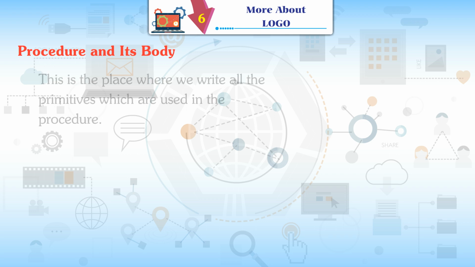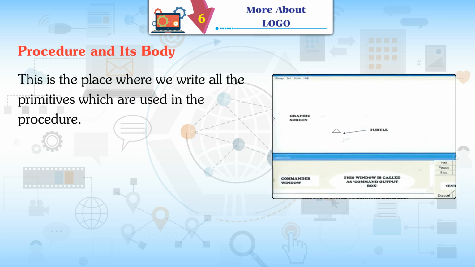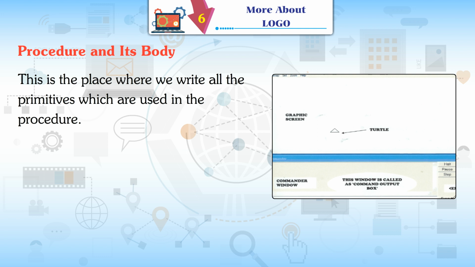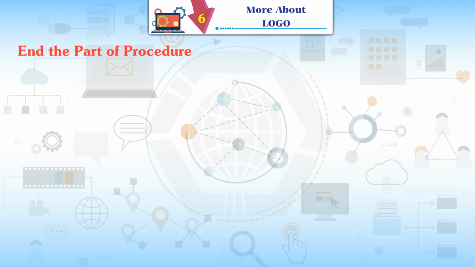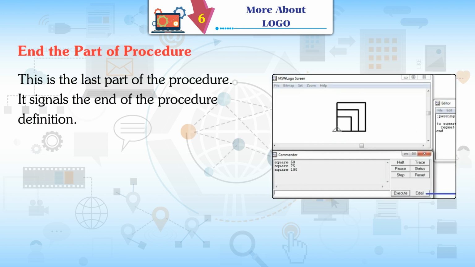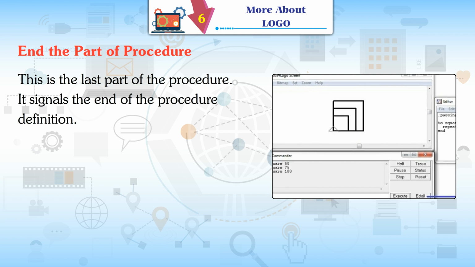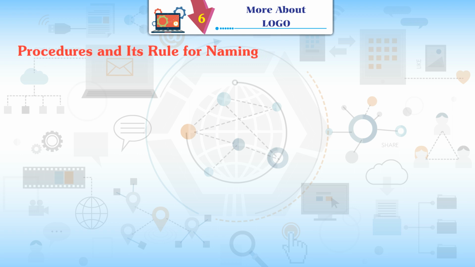Procedure and its body. This is the place where we write all the primitives which are used in the procedure. End, the last part of the procedure. This is the last part of the procedure. It signals the end of the procedure definition. Procedures and the rules for naming.